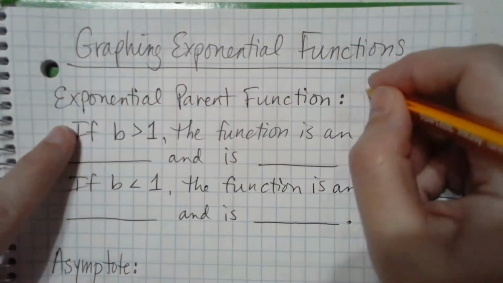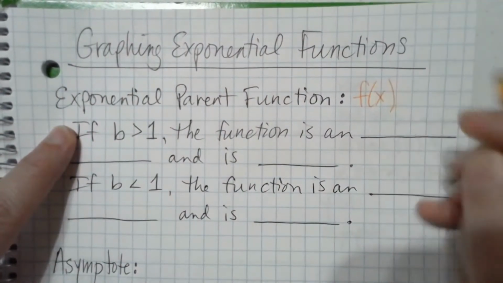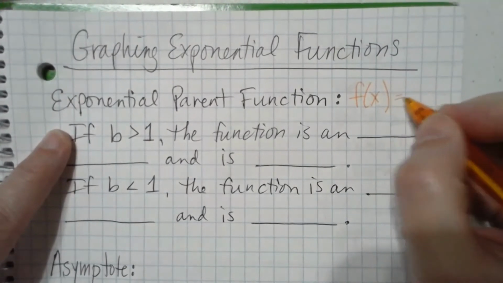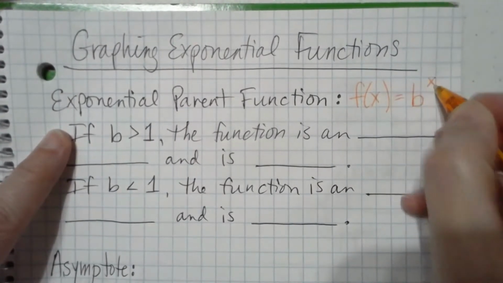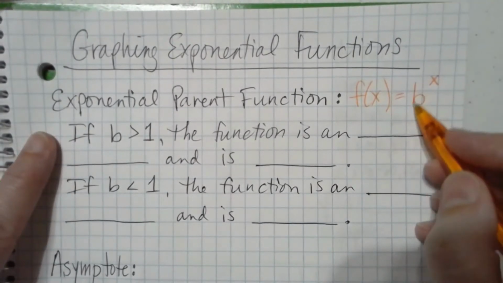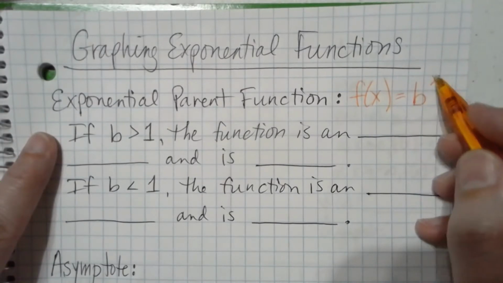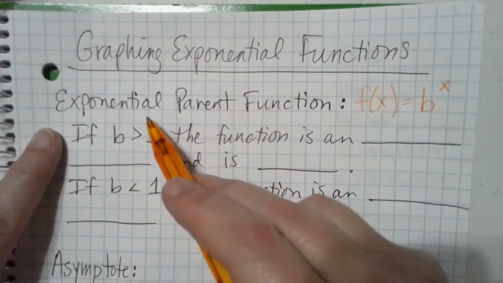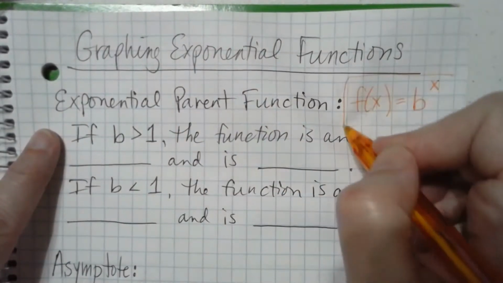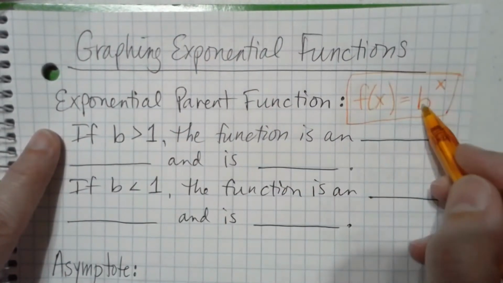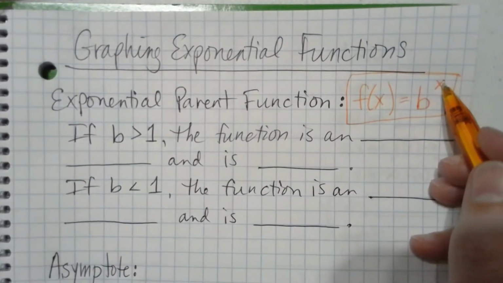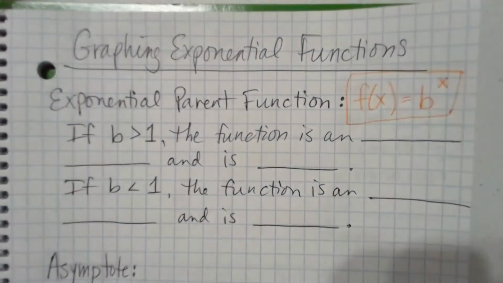Alright, so today we are going to be looking at the exponential function. So the parent function for exponential is f of x, that's our function, equals b to the x power. B is our base, so that's going to be some number, and our variable is going to be the exponent now, which is what makes it exponential. Okay, so something raised to the x power. That is the exponential parent function.